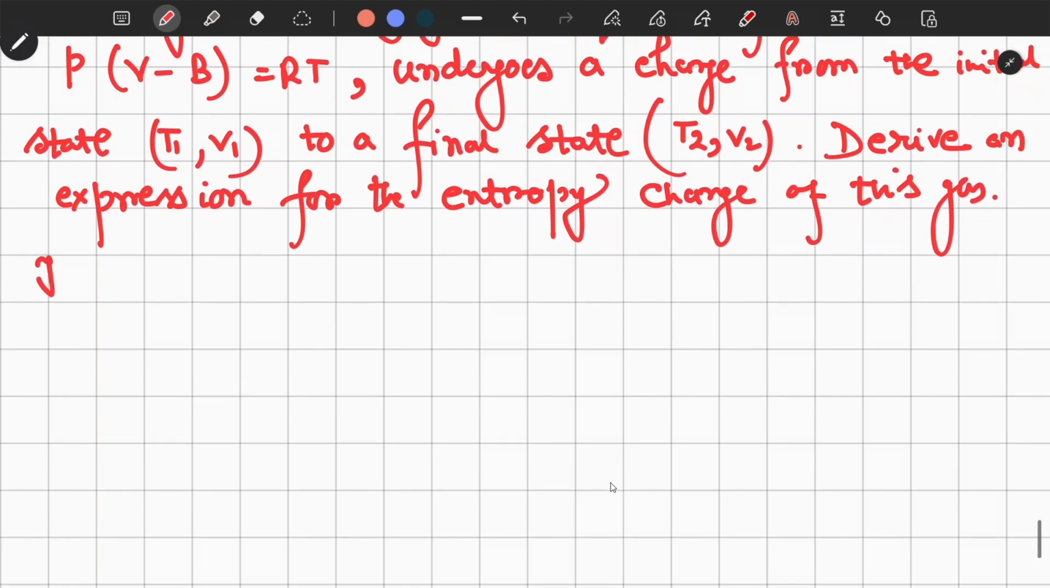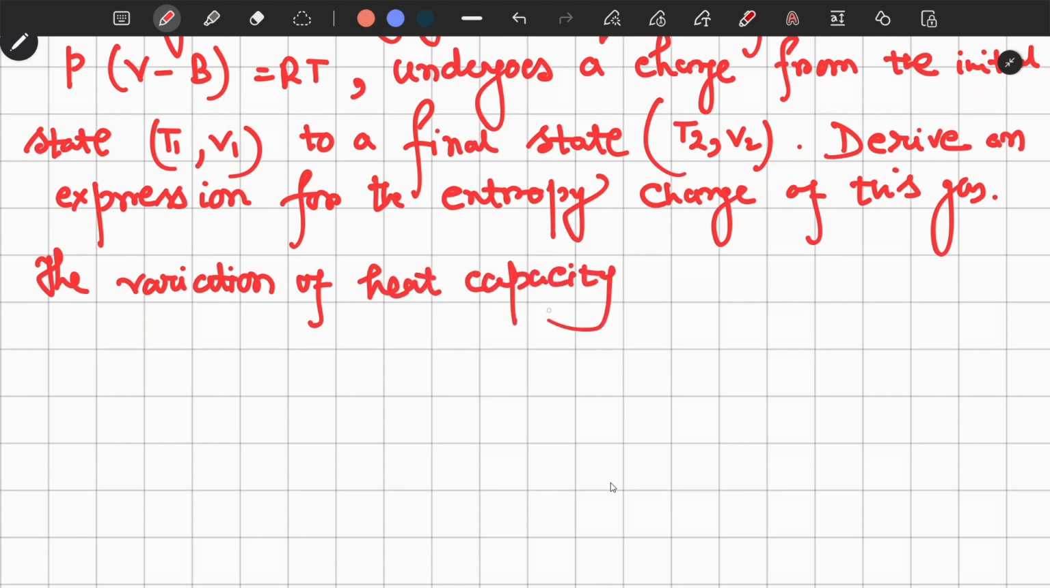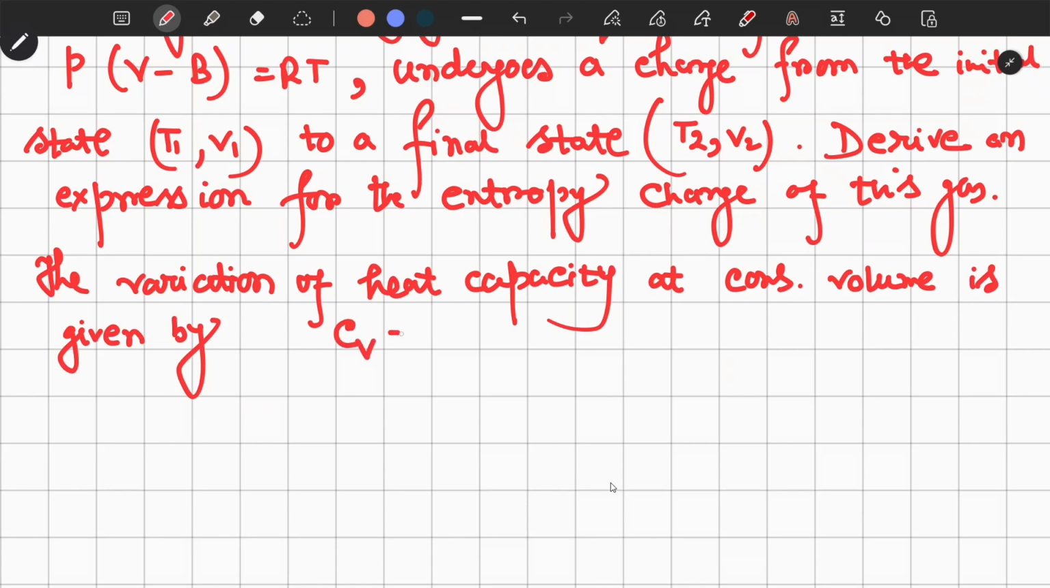The variation of heat capacity at constant volume is given by Cv equals A plus Bt plus Ct square.